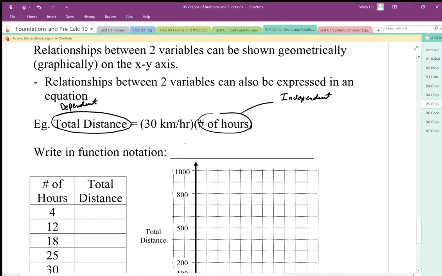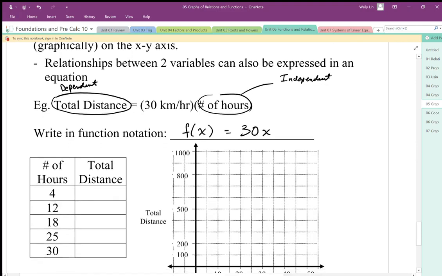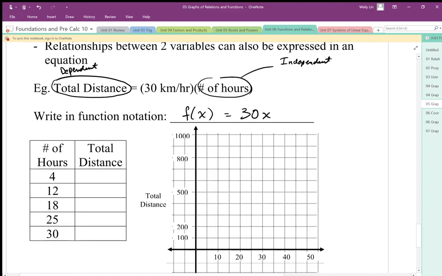We can write this in function notation by saying that the function is dependent on the variable x, and if I input hours and multiply by 30, I'm going to get the output f of x. So we can make our table. We can show our relationship in equation form, function notation form, and in a table. We can express it in words as well, which we've done up here.